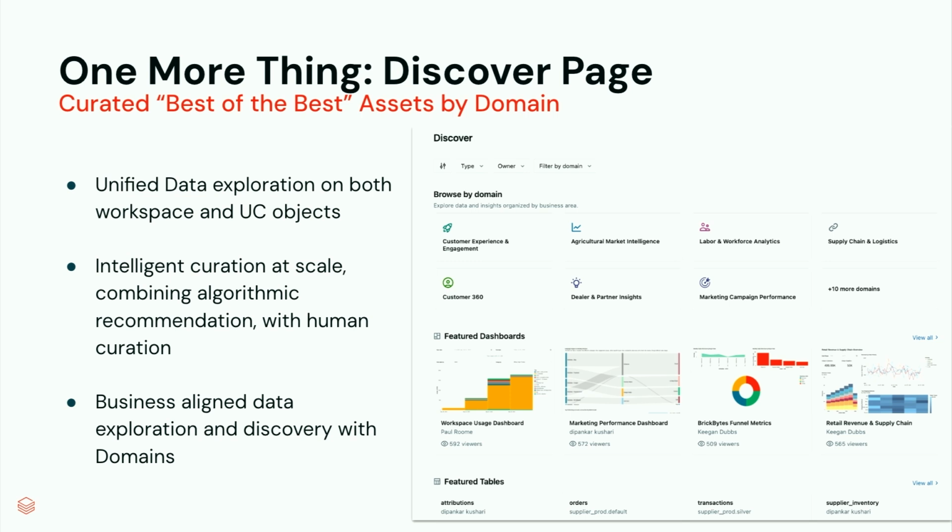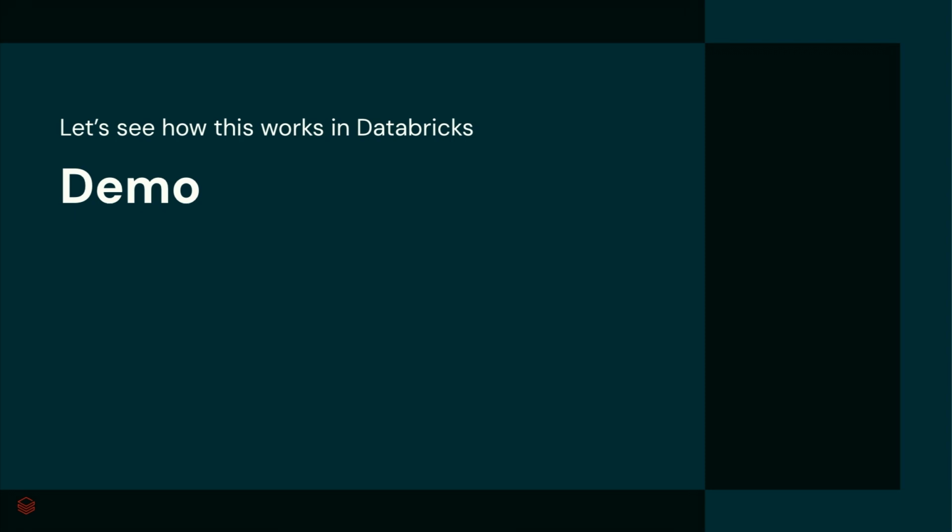Through a combination of algorithmic recommendations and human curation, the Discover page helps highlight the most relevant and trustworthy content. It blends data intelligence with human expertise to scale data curation across your organization. And most importantly, the Discover page lets you organize and present data in a way that mirrors how your business works, by domains and functions, rather than technical schemas. This shifts from a system-centric view of the data to a user-centric view, which is going to be key in driving adoption, boosting trust, and really making data truly self-service. So let's see what that looks like.